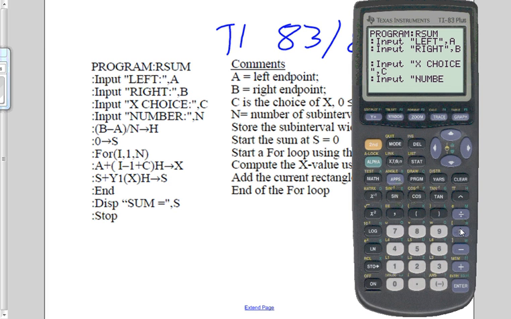In other words, if n was 5, then we're going to have 5 rectangles. If n was 10, then we're going to have 10 rectangles. You get the point. And we're going to store that as n.